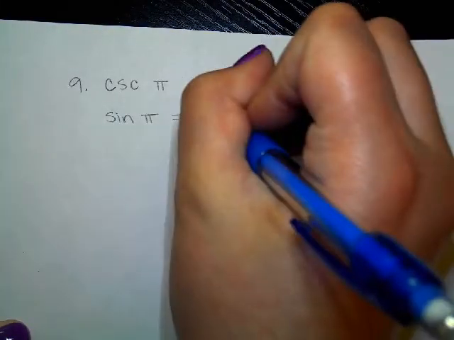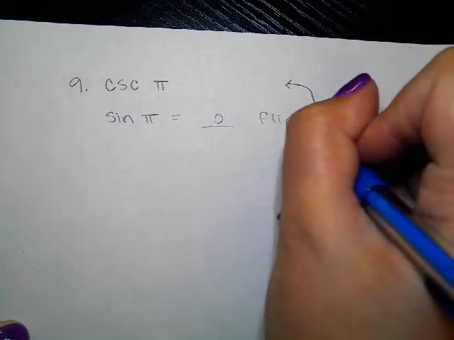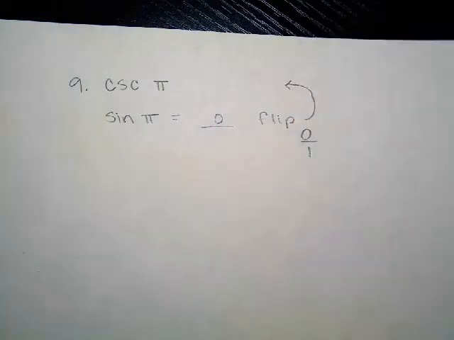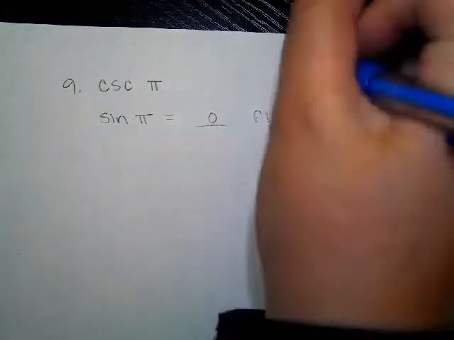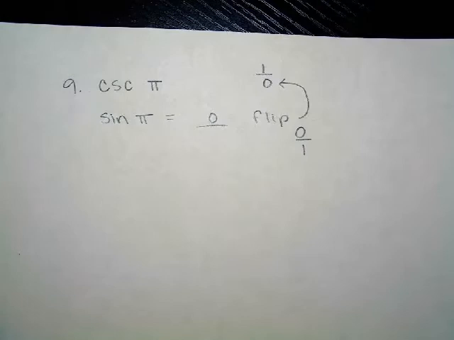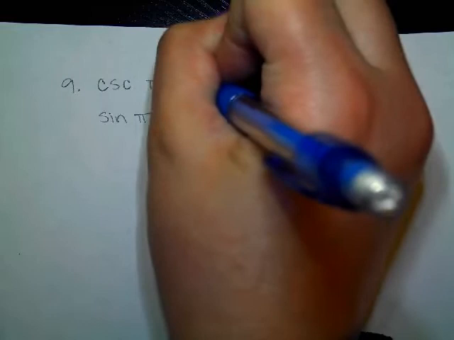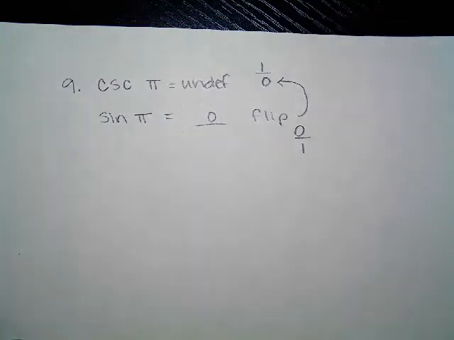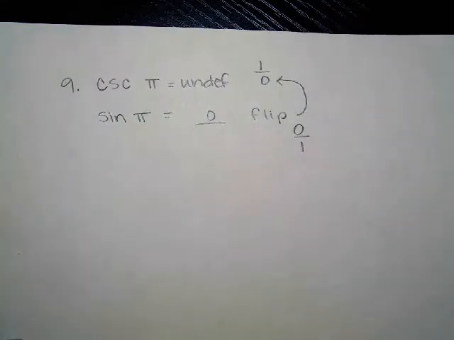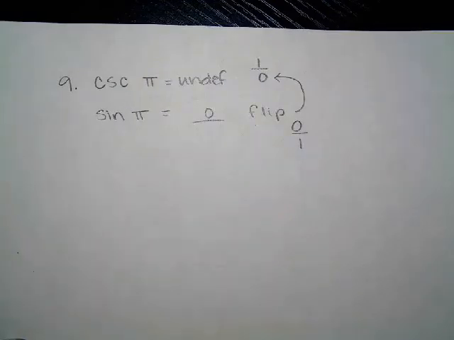So sine of pi equals 0. If we want that as a fraction, I'm going to write it as 0 over 1. So when I flip that to write it as cosecant, the flipped version is 1 over 0. All right? 1 divided by 0 is what? Undefined. So the answer for number 9 is undefined. You just take your answer in terms of sine, you flip it, and it's the answer for cosecant.